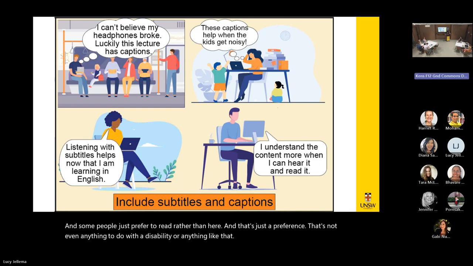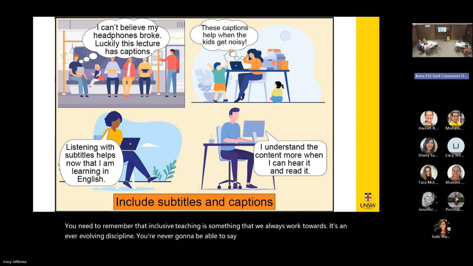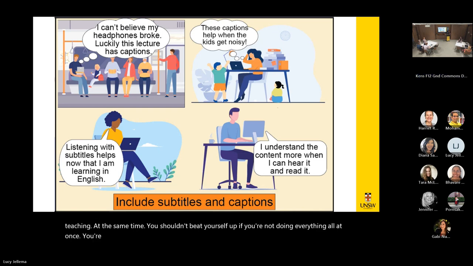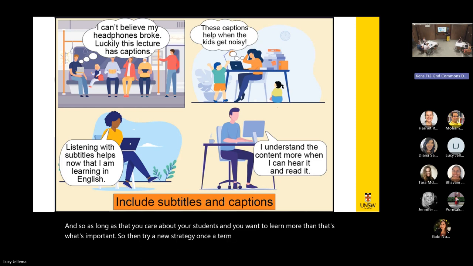But something to remember with all of these, when we think, oh, but there's so much stuff to cater for and so many things we need to do for these people: you need to remember that inclusive teaching is something that we always work towards. It's an ever-evolving discipline. You're never going to be able to say, yes, I'm perfect in inclusive teaching. At the same time, you shouldn't beat yourself up if you're not doing everything all at once. You're human. As long as you care about your students and you want to learn more, that's what's important. So try a new strategy once a term, once every couple of weeks, whatever works for you and your current mental load.